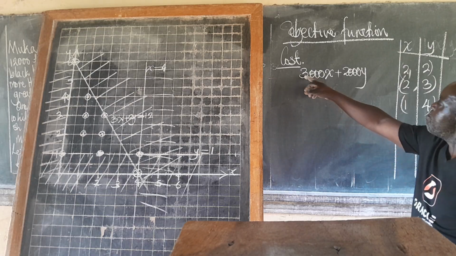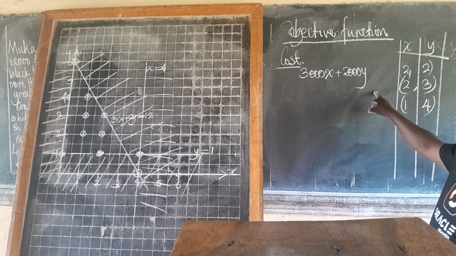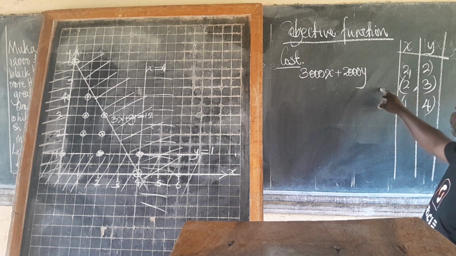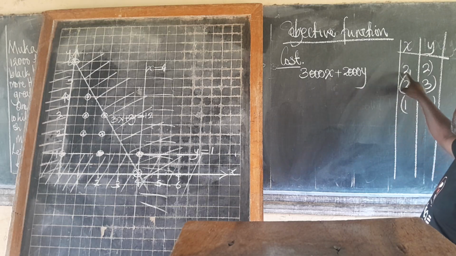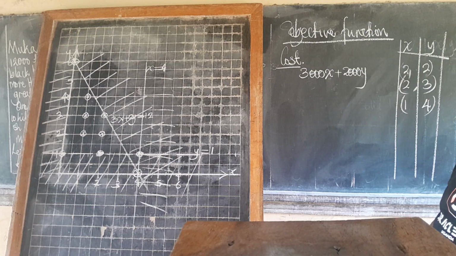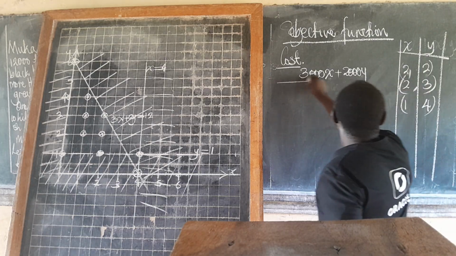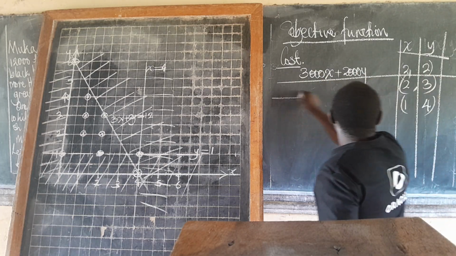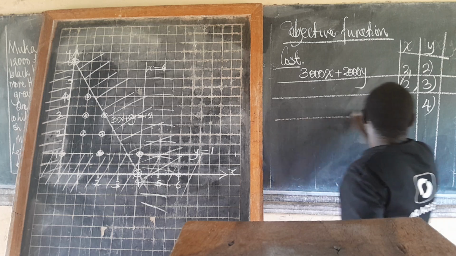Here, to get the minimum or the maximum, we are going to substitute in here. For the first one, where there is x, we put 2. Where there is y, we put 2. And we get the value. So here we have this, and then let us have that.